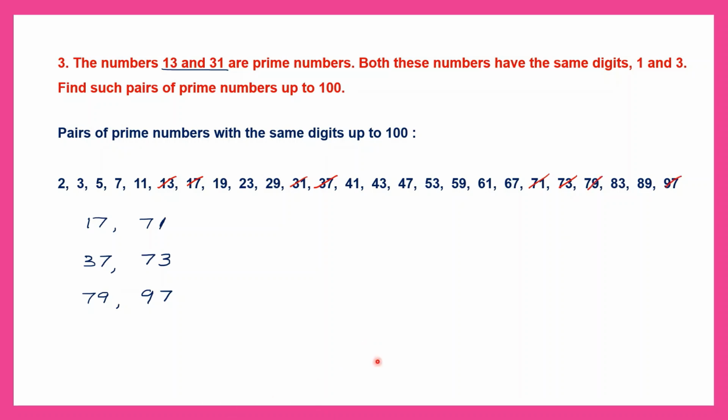Then let's go on to the next one. 83, 38. No. 89, 98. No. So we have three pairs of prime numbers, just like 13 and 31, which have the same digits. So what are they? 17 and 71, 37 and 73, 79 and 97, because we've been asked to find pairs of prime numbers up to 100. So up to 100, we have only this many. So we have three pairs of prime numbers.